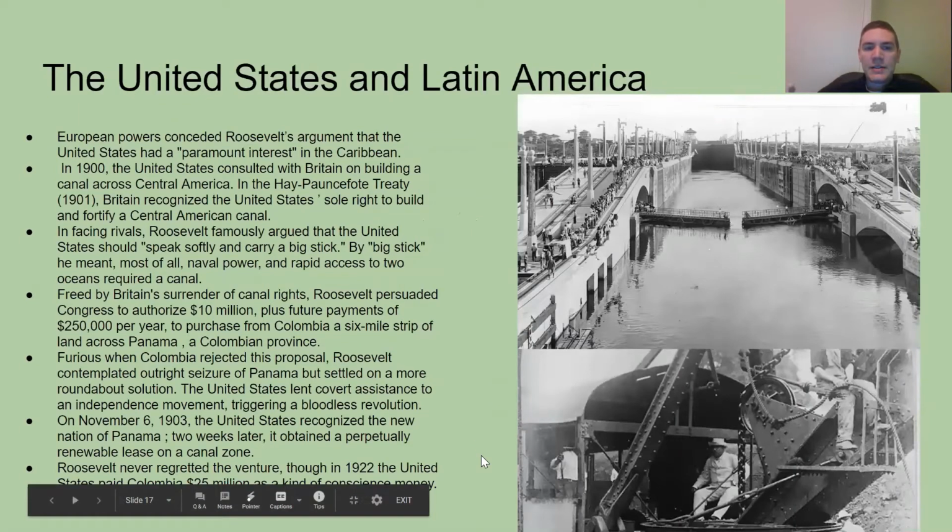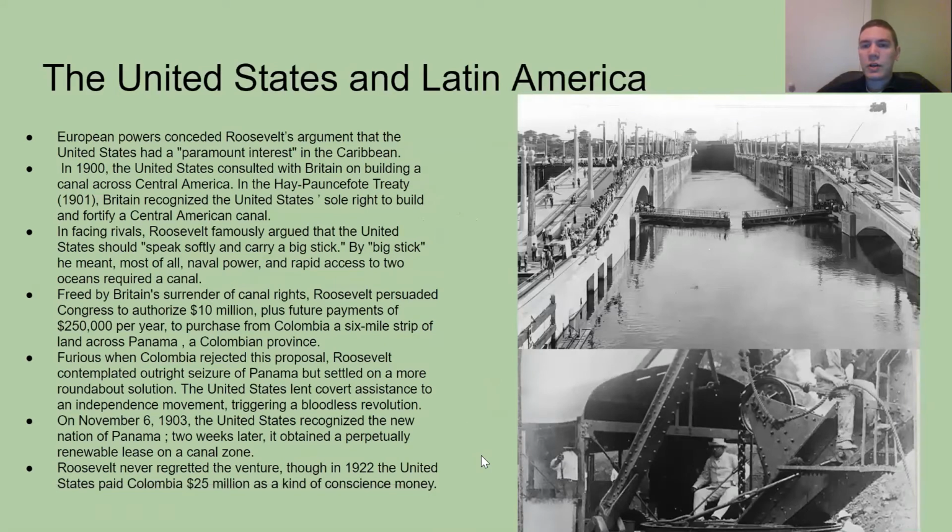The United States is going to also try to grow economically around the world through its development of a canal through Panama. Eventually, when Roosevelt becomes president, they're going to spend a lot of money and a lot of manpower on building this canal through Panama. Eventually, they do it. The Panama Canal is going to make it a lot faster and more efficient for American ships to travel from the Atlantic to the Pacific Ocean.